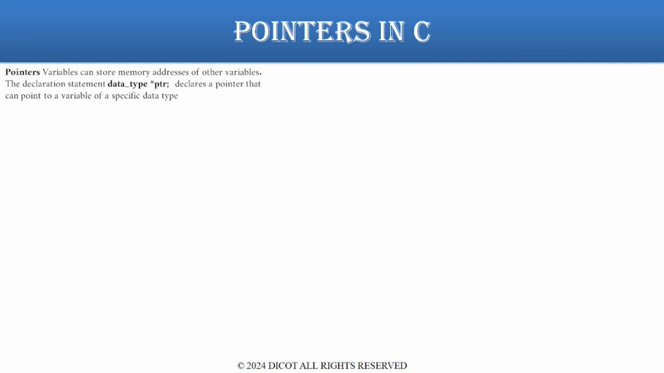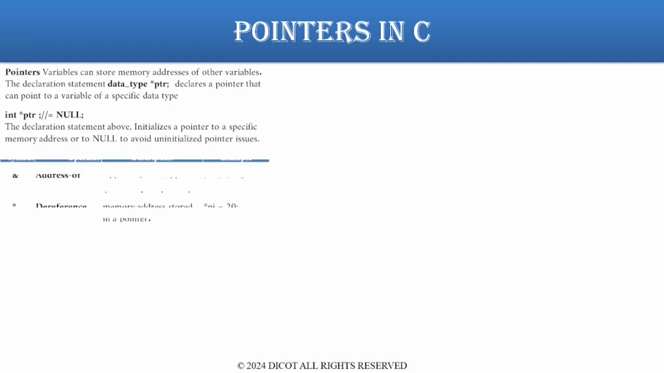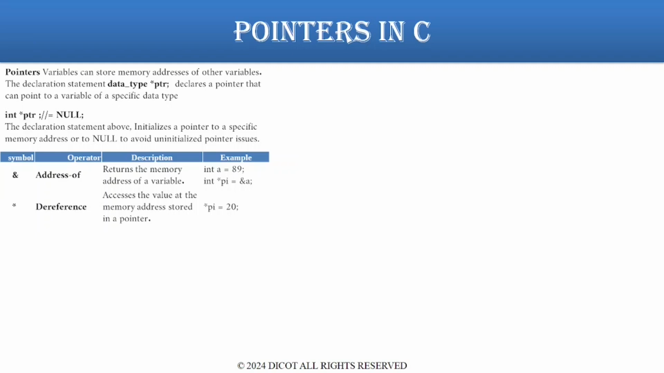The declaration statement data type star ptr declares a pointer that can point to a variable of a specific data type. Example, int star ptr. The declaration statement above initializes a pointer to a specific memory address or to a null to avoid uninitialized pointer issues.